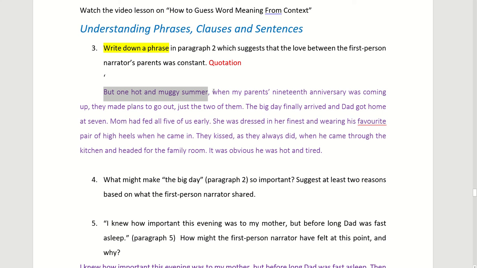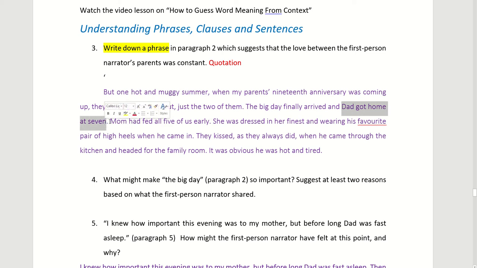So what is a phrase? "My parents' 19th anniversary" is a phrase, but this is not the answer too. What's the phrase? "Just the two of them" is a phrase. But is it the answer? "Love between the first person's narrators was constant." Not the answer. Phrase. "Big day arrived." Suggests that love between the parents was constant? Nope. Phrase.